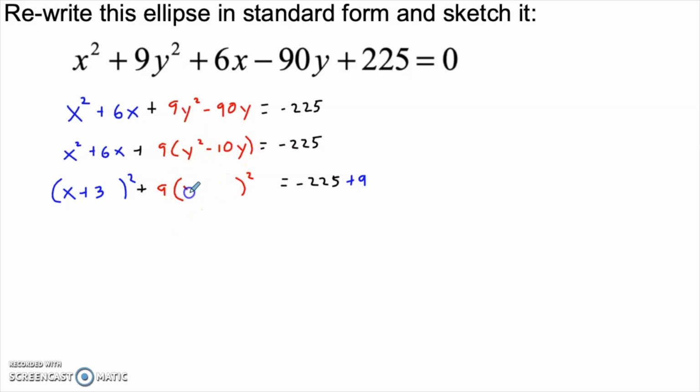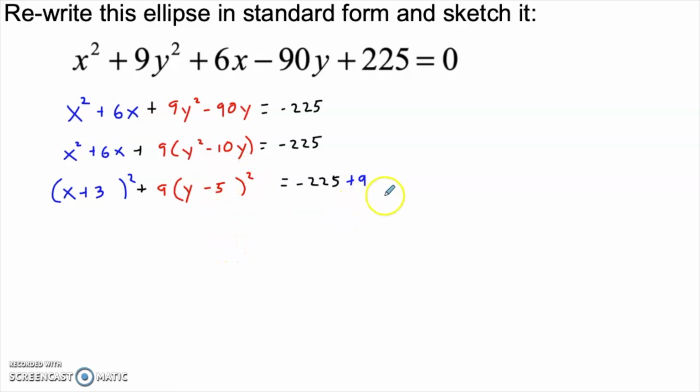Well, the y squared's easy. I need a y. To get the negative 10y, I need a negative 5 here. The reason is, when I square this binomial, I'll have negative 5y and then another negative 5y to get me that negative 10y, but I've also added an extra 5 squared to the left-hand side.